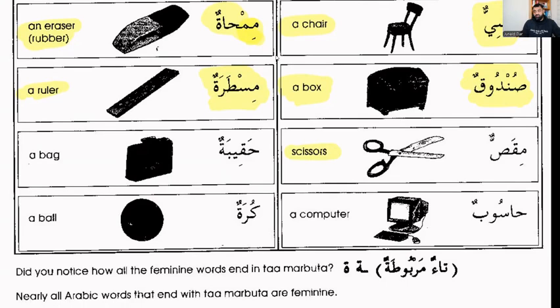And then the scissors. Miqassun. Good. Miqassun. The word for a bag, a rucksack. Haqibatun. Very good, mashaAllah. Computer.